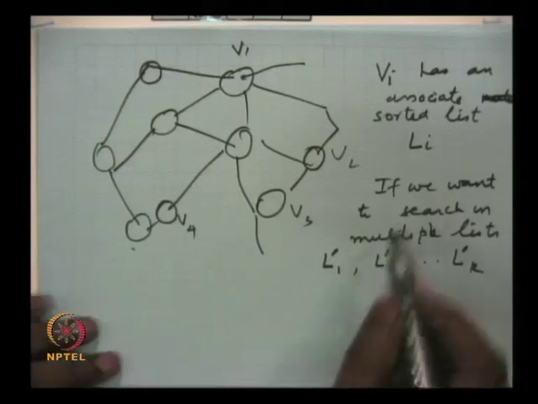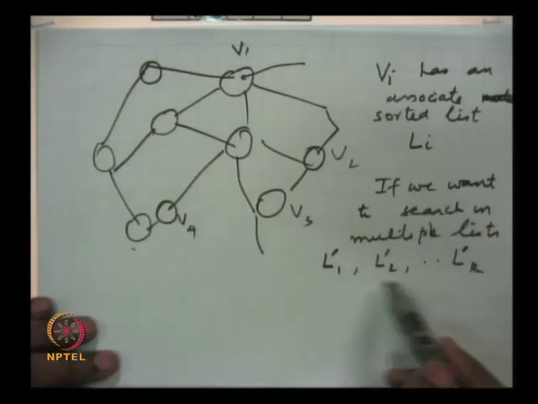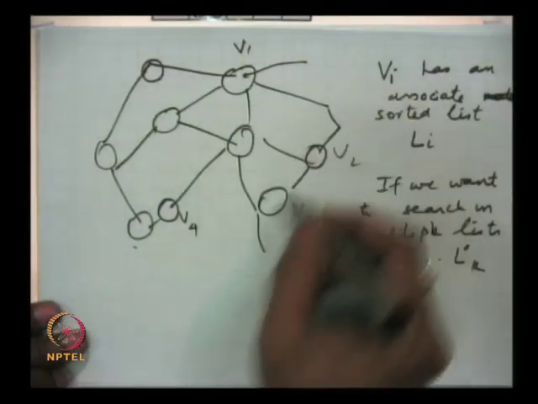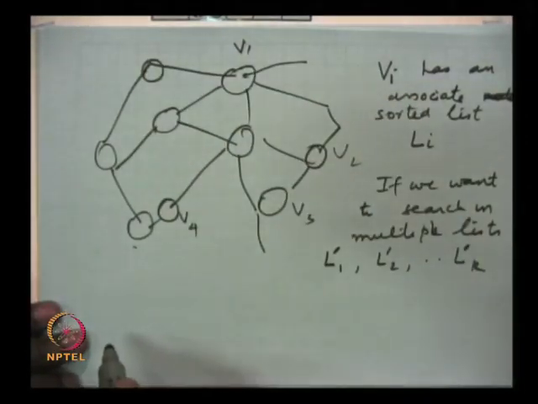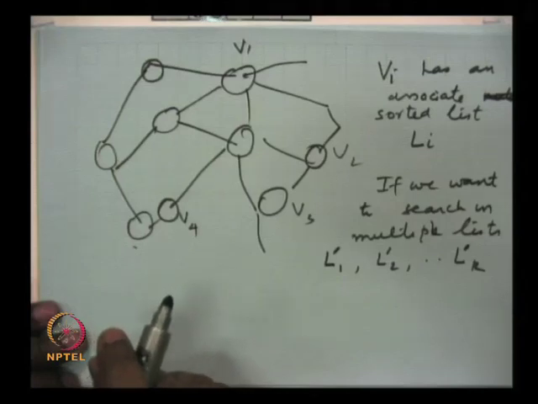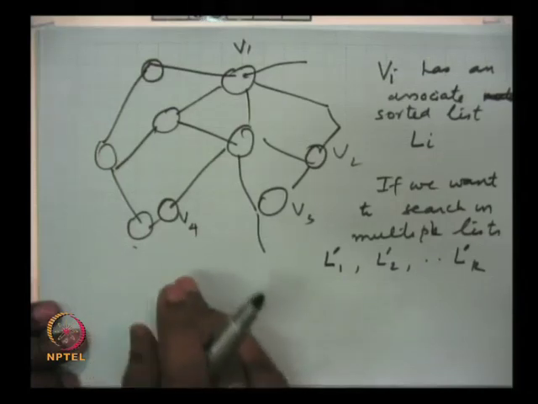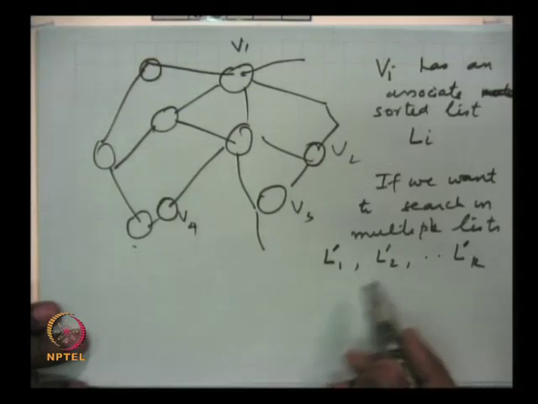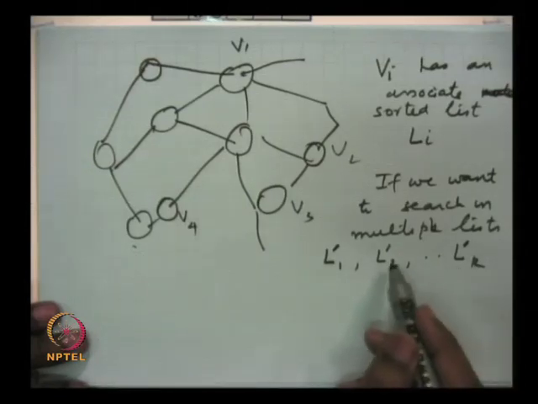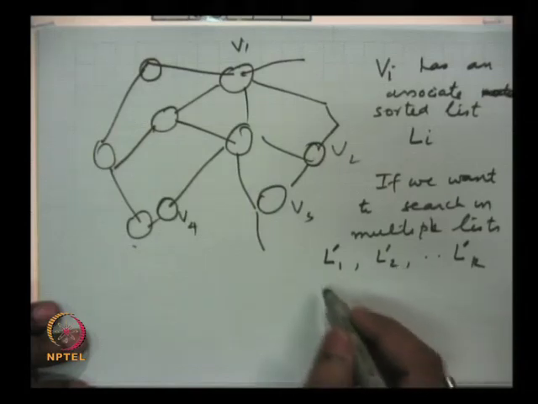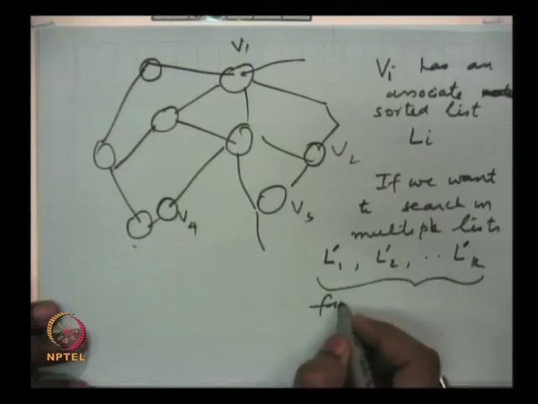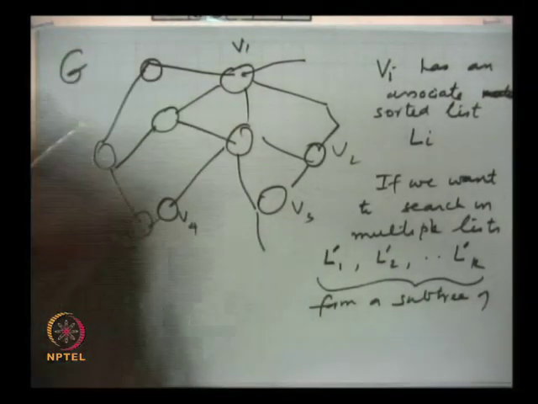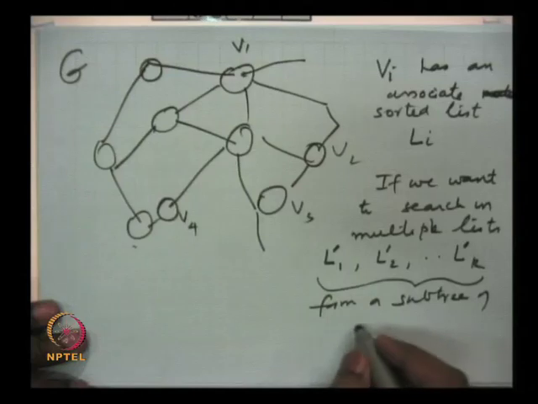Now, the only restriction here is that L prime 1, L prime 2, all the way up to L prime k are not arbitrary nodes, but they form a connected subgraph. Connected subgraph essentially means a connected tree, because if I search once in each node, that's sufficient. So essentially the only restriction is that they form a subtree. If I call this underlying graph G, they form a subtree of G.